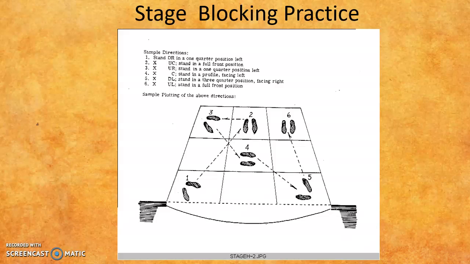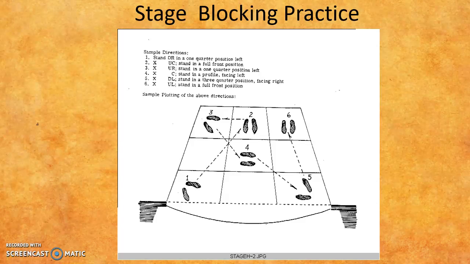Here's a basic stage blocking practice. You can see in the sample directions that they use shorthand like DR, which stands for down right, UC, up center, and so on and so forth. And starting at number 2, they use the letter X, which we use to mean cross. So these directions might be written down in a stage manager's book, a director's book, or would be transferred into actor's notes, so they always know where to go.